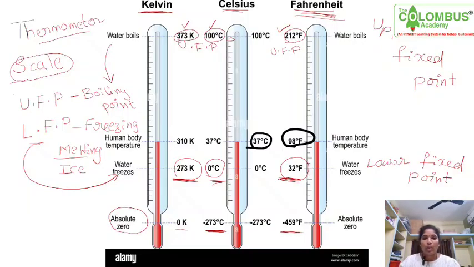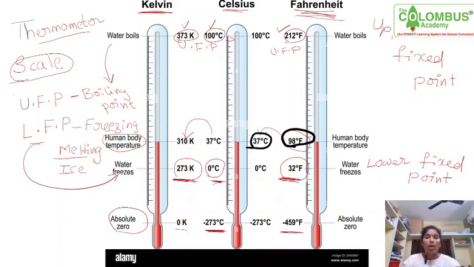And can you see the other one, the human body temperature? What is the human body temperature? You know, 98 degrees Fahrenheit. That equals 37 degrees Celsius, and that 37 degrees Celsius equals 310 Kelvin.